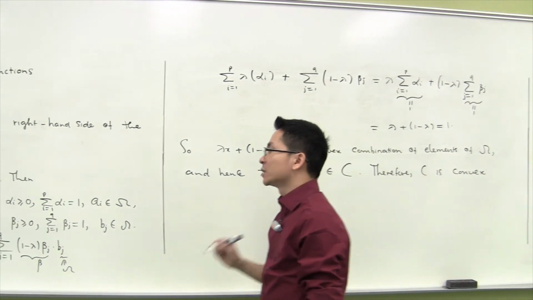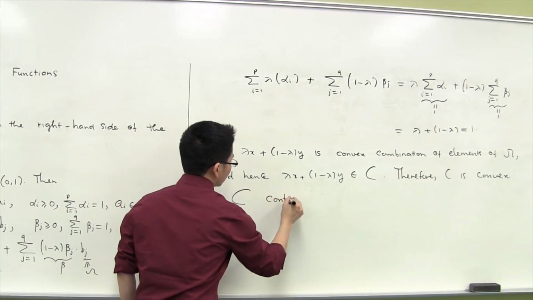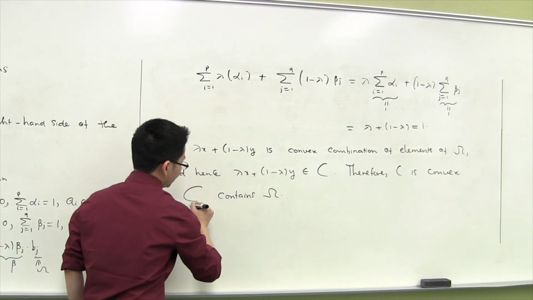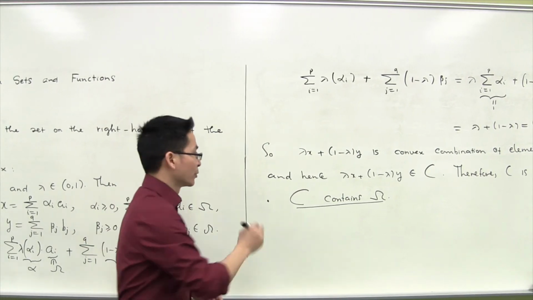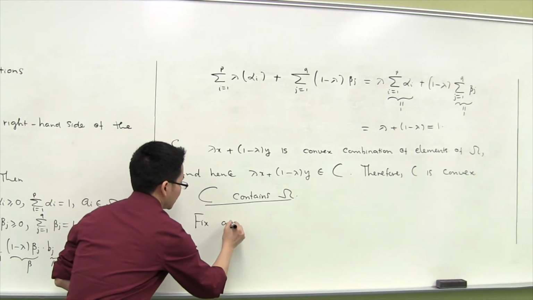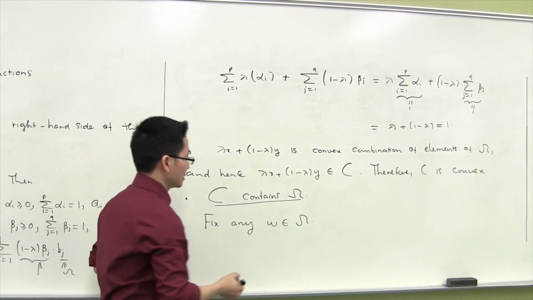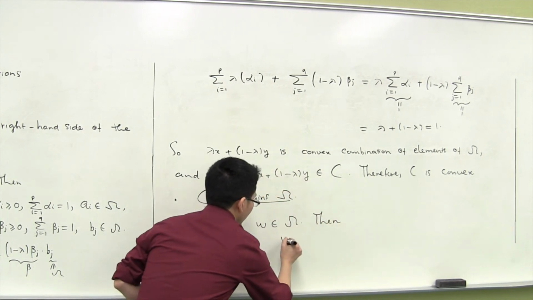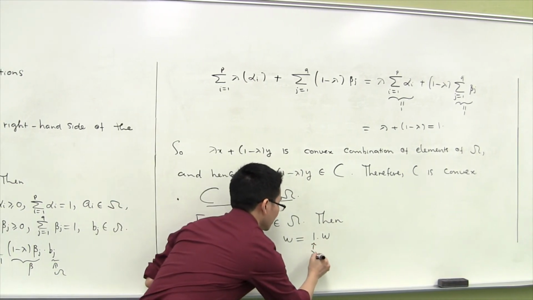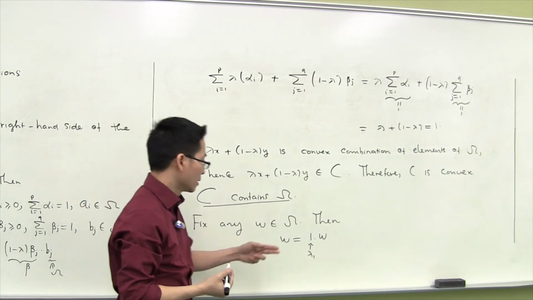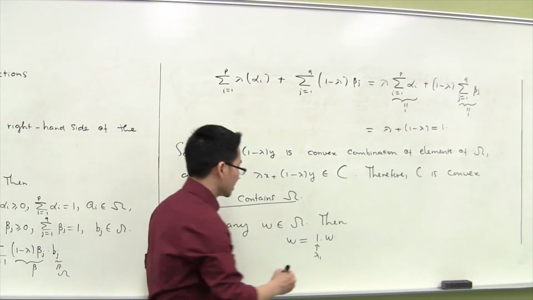Okay? The second observation is that C contains omega. This observation follows directly from the definition of C. So we fix any w in omega. Then we will show that w is in C. Then w can be written as 1 times w. So this is just a convex combination of one element of omega. So by the definition of the set C, this is in C.